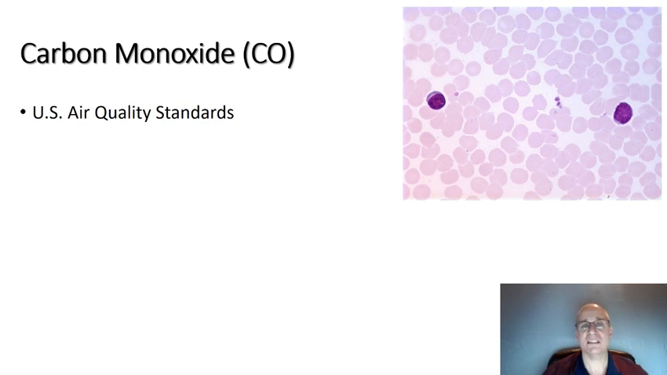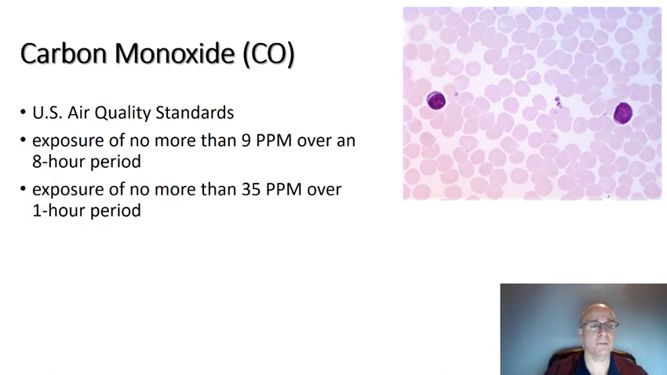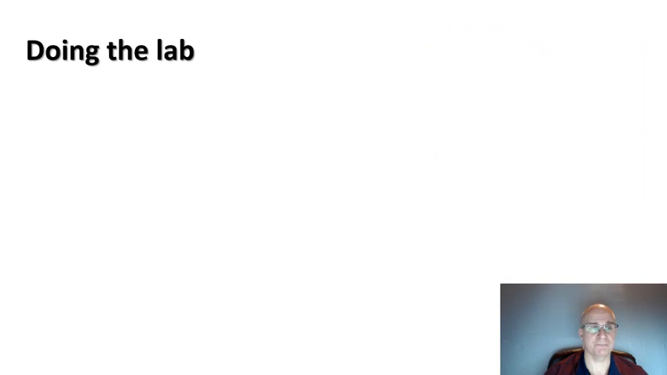Current U.S. air quality standards say that we shouldn't be exposed to carbon monoxide at levels of higher than 9 parts per million over an 8-hour period. Okay, and think about it, 9 parts per million is still a pretty small amount, but that's enough to start causing damage or problems with our red blood cells carrying oxygen. So over an 8-hour period, we shouldn't be exposed to 9 ppm of carbon monoxide. Over a 1-hour period, we shouldn't be exposed to carbon monoxide at levels higher than 35 parts per million.